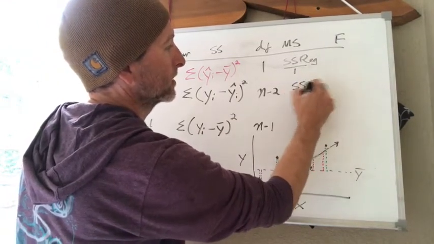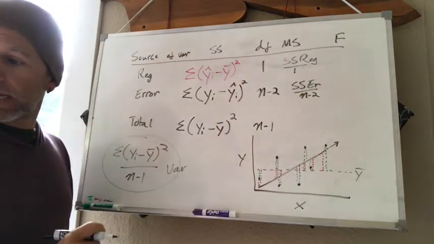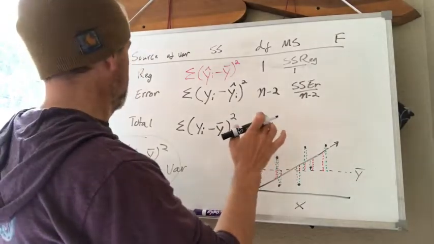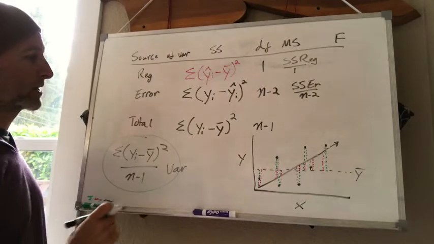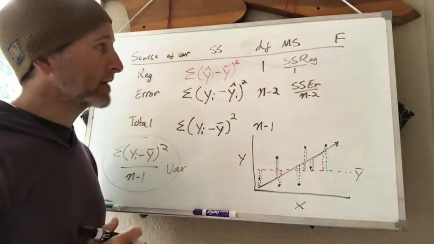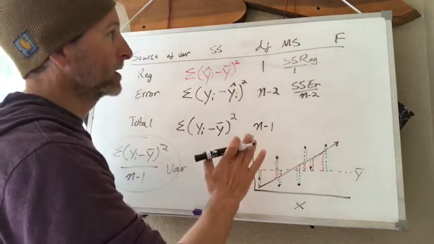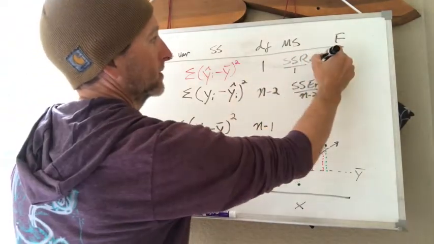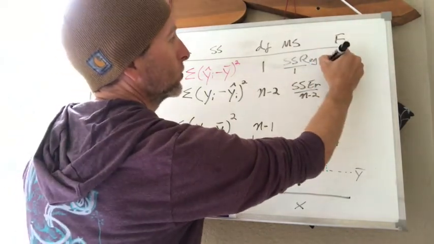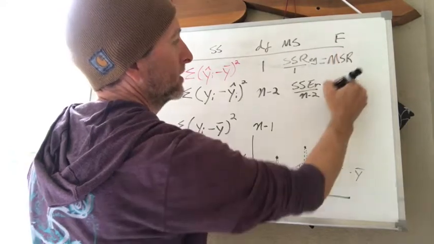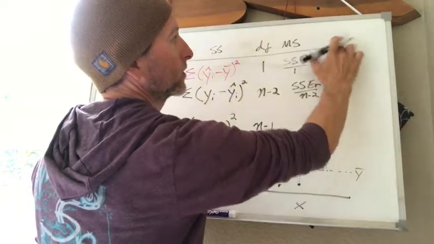Here it's going to be our sums of squares error divided by n minus 2, right? And then we of course could have a mean squares total, but that would just be our variance, right? So we already know that. Often these will be abbreviated, and instead of showing this whole equation, we'll just call this MSR, and we'll call this MSE. Let's move our F over here.